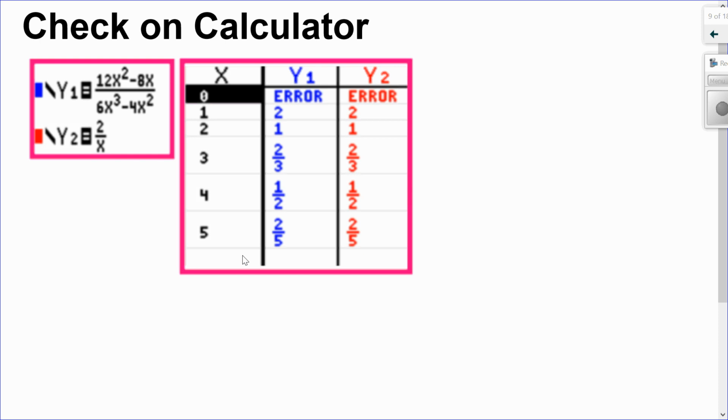Again, you can always check on the calculator. Original question in Y1, answer in Y2. The check always happens in the table, and since they are equal, I know I did that correctly.